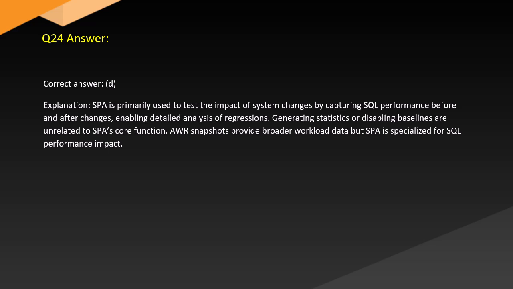Answer. Correct answer, D. Explanation. SPA is primarily used to test the impact of system changes by capturing SQL performance before and after changes, enabling detailed analysis of regressions. Generating statistics or disabling baselines are unrelated to SPA's core function. AWR snapshots provide broader workload data, but SPA is specialized for SQL performance impact.